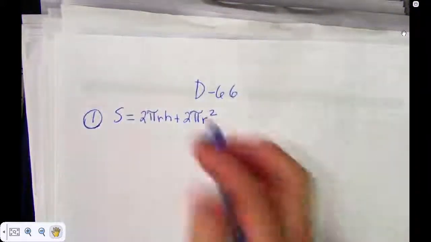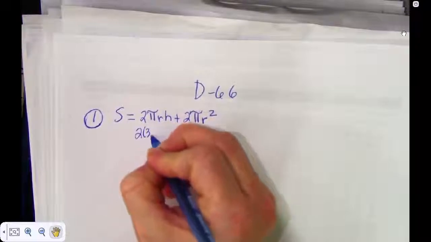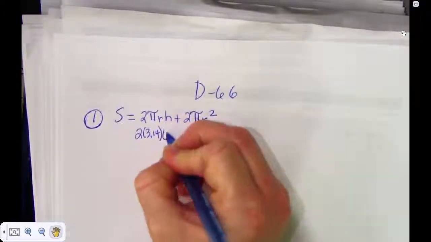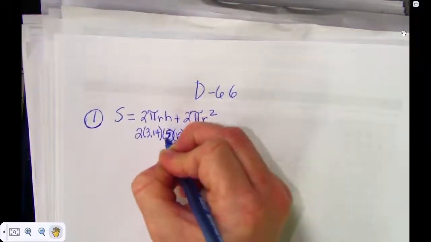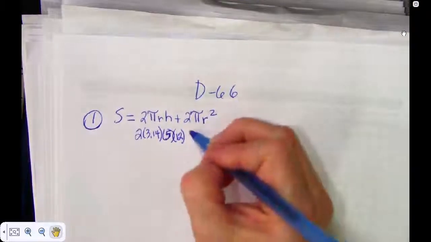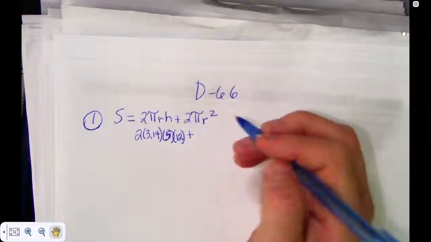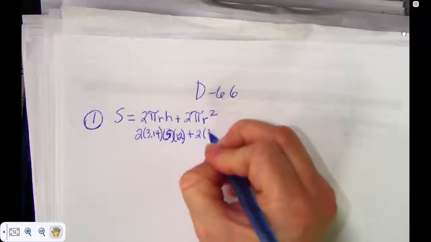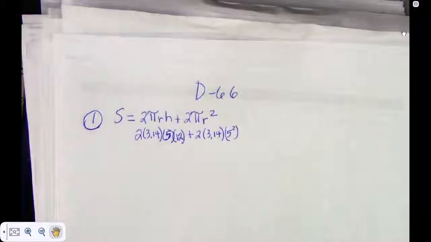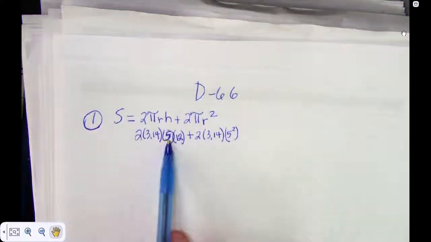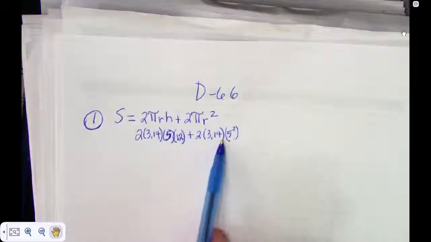Okay? So now we're going to just follow the formula. 2 times 3.14 times 5 times 12 plus, we shouldn't be calculating anything yet, plus 2 times 3.14 times 5 squared. I followed the formula exactly. I didn't have to think about it. I could be just like a little robot. Underneath every letter, I put what goes there.